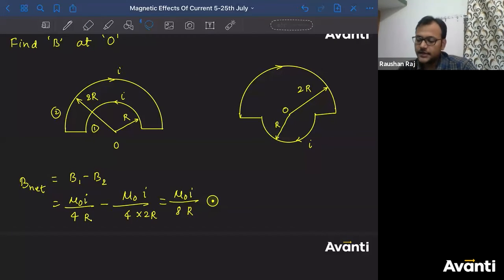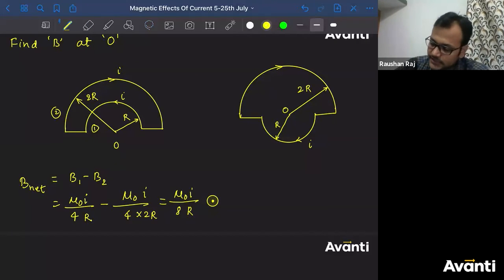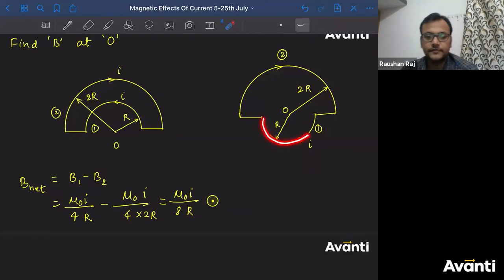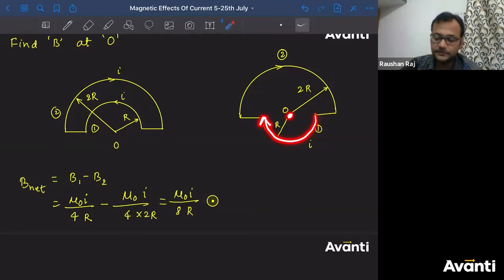All right, let us see. If I again consider this as the first element and this as the second element, tell me what is the direction of magnetic field because of this first element? Yes, Gauri, correct. Most of you have got the correct answer. It will be into the plane. Curl your right hand fingers along this direction. How can you curl it? When the thumb is into the plane.